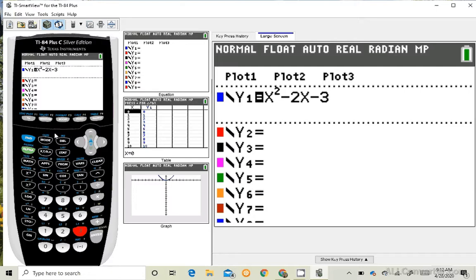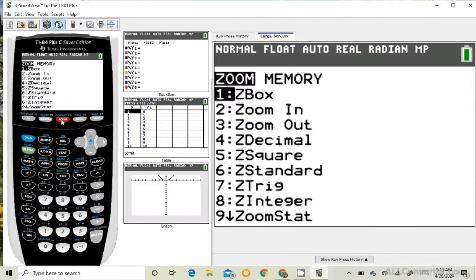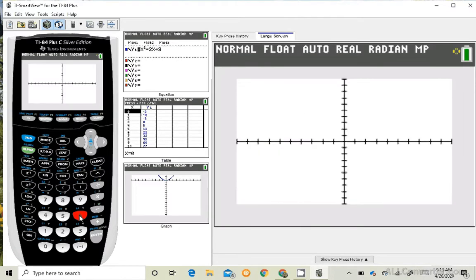All right, now I want to set up the graph so I can see the parabola. Well, when you're entering a quadratic equation, your first step is to hit the zoom button in the upper middle and then go down to number 6, zoom standard, and that will set your window to negative 10 to 10 by negative 10 to 10, which for most of the quadratics that we're going to look at is probably a pretty good window to be able to see our features.